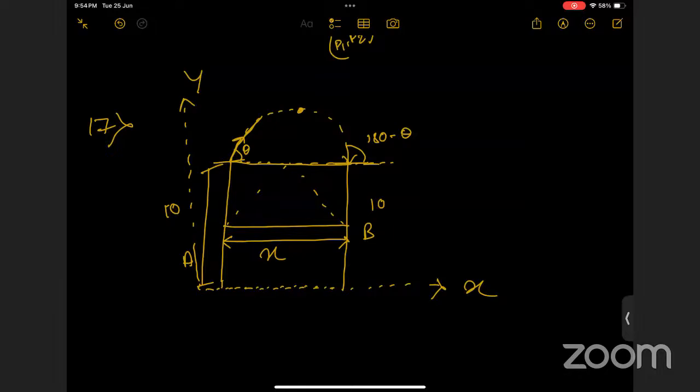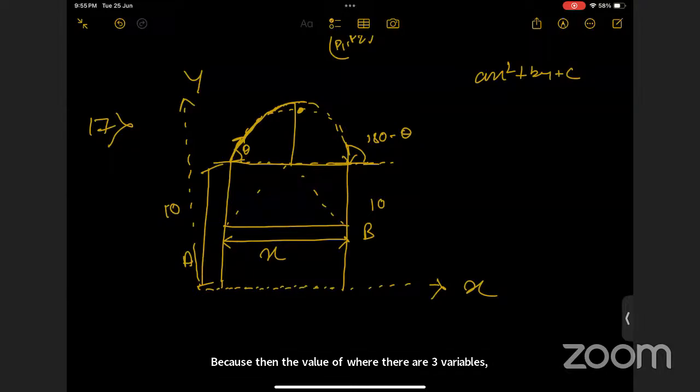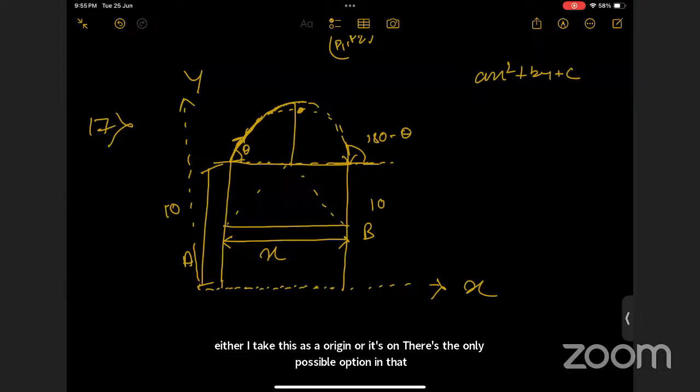Can we take this building on the y-axis? Yeah, we're taking this building parallel to the y-axis. Then it will be difficult, because I've also been trying; if I take it on the y-axis, then only it's possible. Suppose the equation would be ax square plus bx plus c. If the intercept is on the y-axis, then it's 0. Otherwise, how will we get it? Because there are 3 variables. Otherwise, 2 variables is possible; 3 variables will become difficult. So either I take this as the origin or it's on the y-axis. That's the only possible option. Yeah, the house will be on the y-axis.